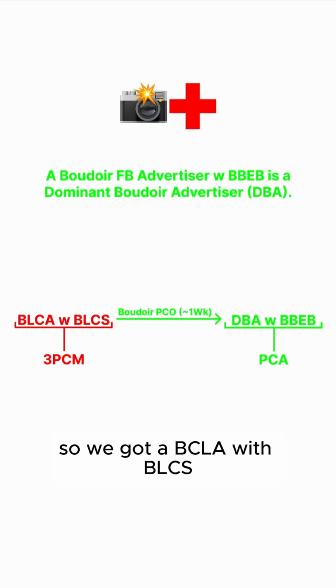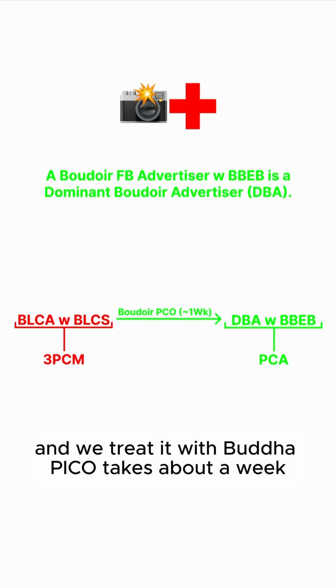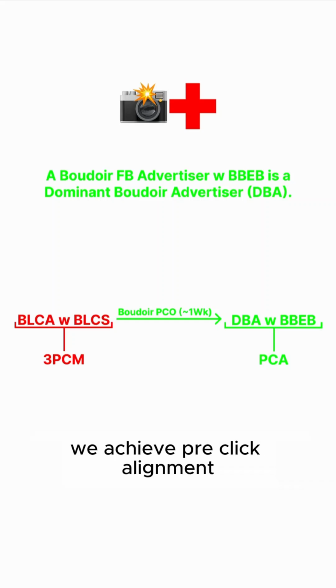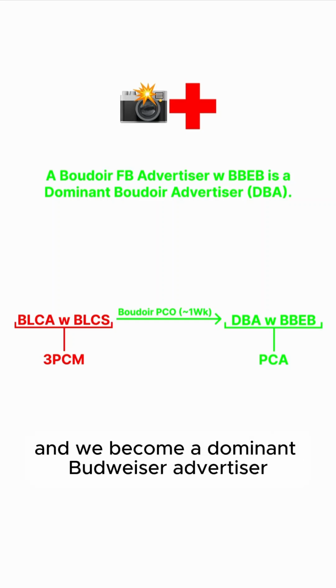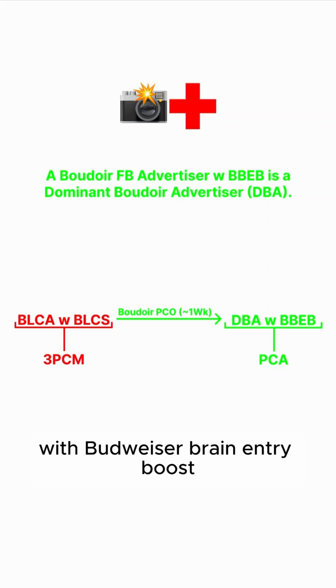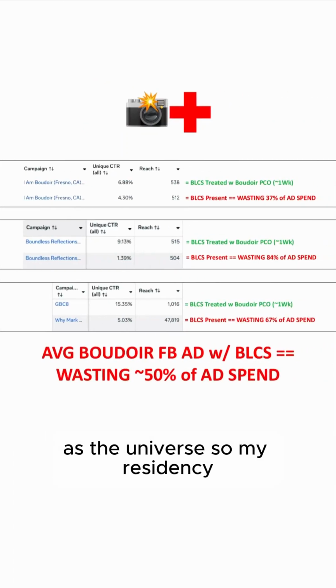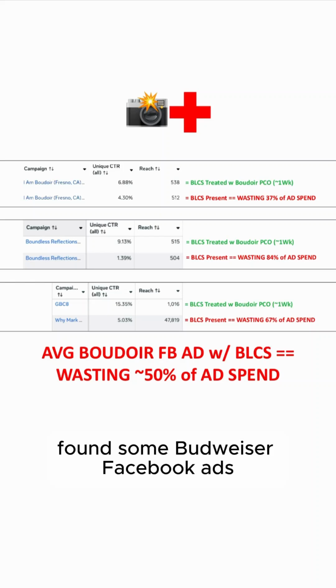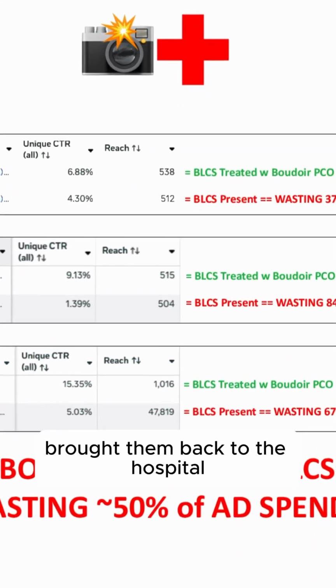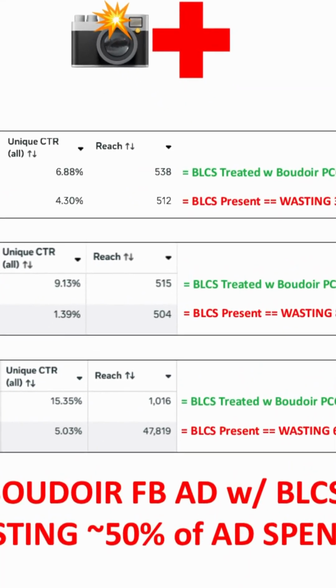So we've got a BLCA with BLCS caused by the 3 pre-click mistakes. We treat it with Boudoir Pico, which takes about a week. We achieve pre-click alignment, and we become a dominant Boudoir advertiser with Boudoir brain entry boost. That's the universe. So in my residency, I went in, found some Boudoir Facebook ads, brought them back to the hospital, tested them, patched them up.